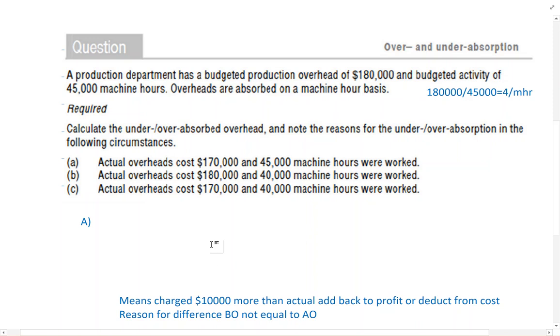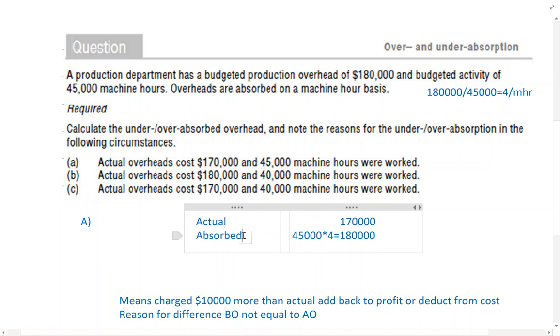Now, looking at the first one, we have actual overheads of 170,000, absorbed overheads, 45,000 hours. Remember, rate is found using budget. It is absorbed using actual activity. We have 170,000. In this specific situation, we have over absorbed. So we've charged 10,000 more than actual, which is a good thing now, remember, for F2 level.